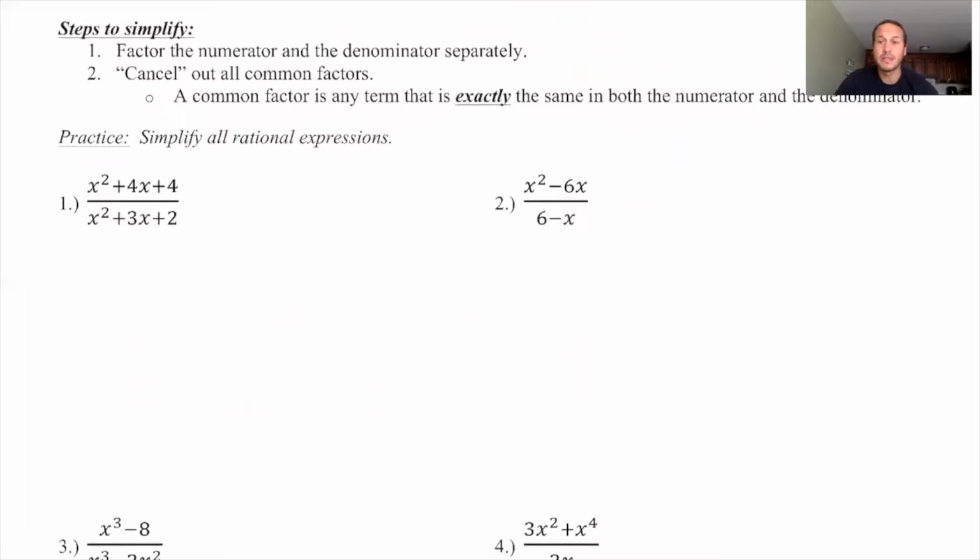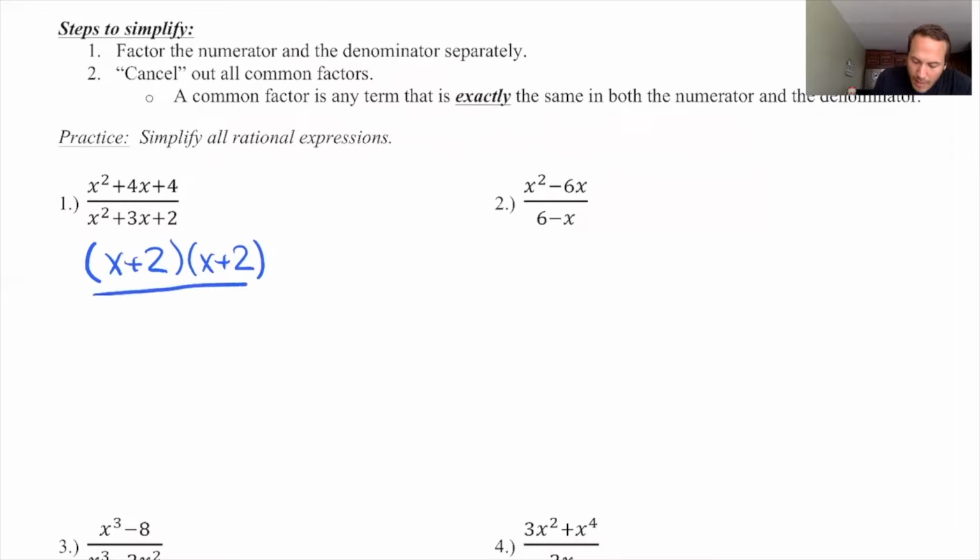Let's do a few practice problems together. Like we talked about, our first step is to factor the numerator and factor the denominator. So the top in question 1 is a trinomial. What adds to 4 and multiplies to 4? That's going to be x plus 2 and x plus 2. Okay. The denominator here, what adds to 3 and multiplies to 2? Well, that's going to be x plus 1, x plus 2.